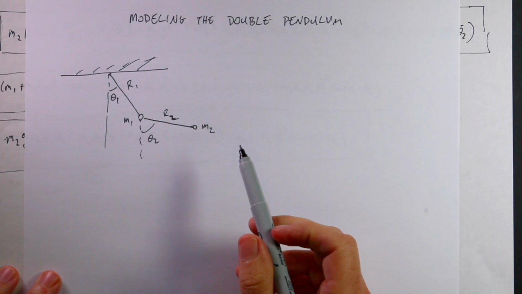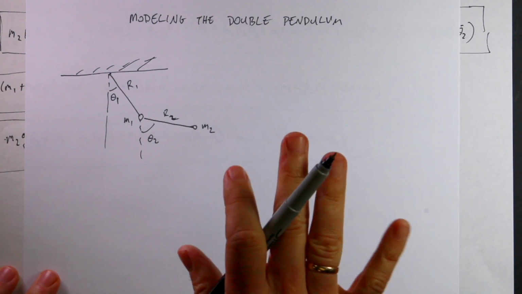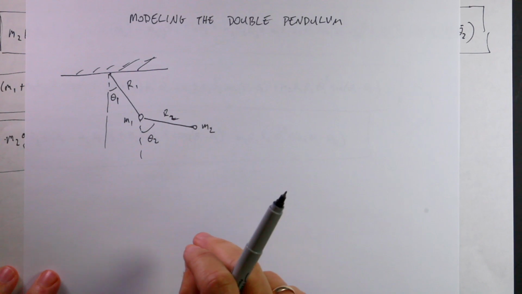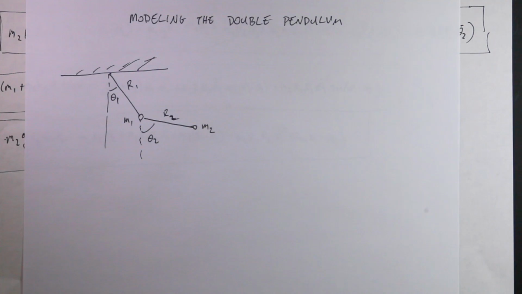Okay, if you're just here, you missed the first part. It was like 42 minutes of equations. But what I want to do is build a Python model of a double pendulum. In the previous video, which I'll link down below and is also part of this playlist, I derived the differential equations of motion for a double pendulum.